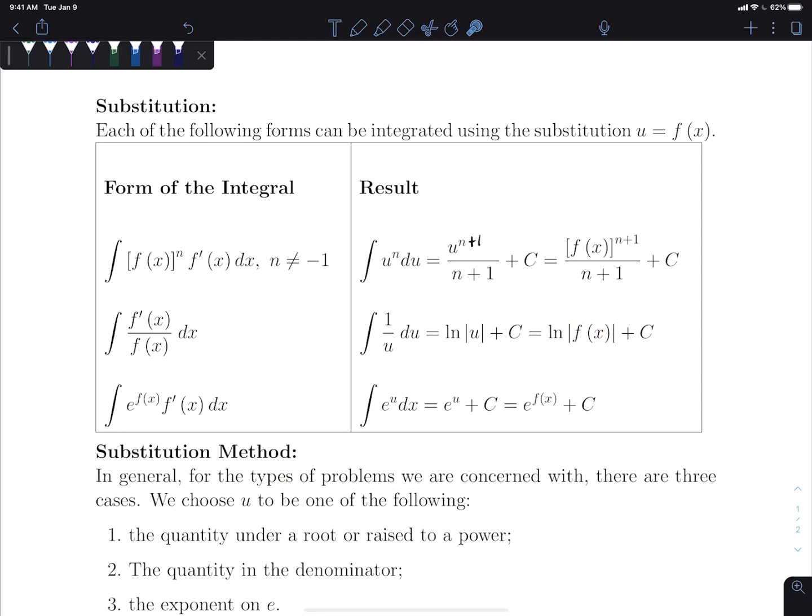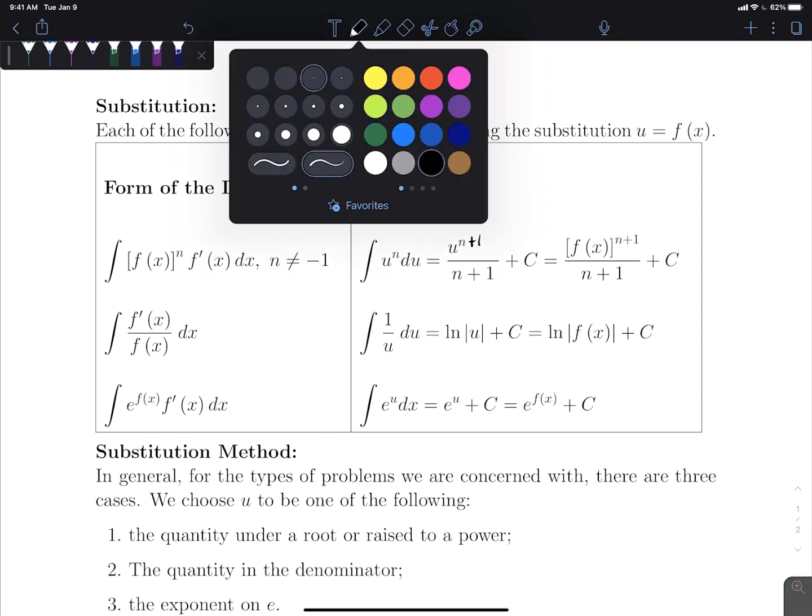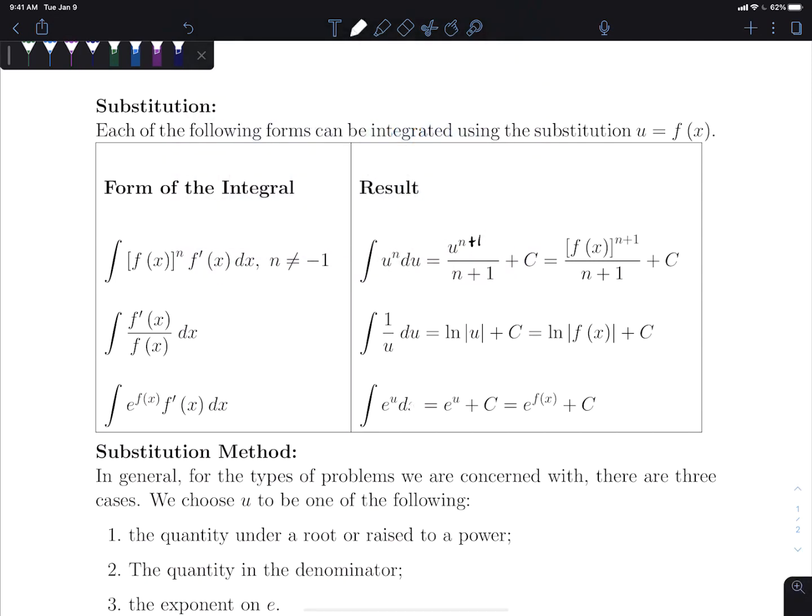And if we have the integral of e to the f of x times f prime of x dx, then we're going to let u be the function that is the exponent. So it's just e to the u, oh, that is not dx, so there's a couple mistakes here. E to the u du here. So it's equal to e to the u plus c, which is just e to the f of x plus c. And that really is it for the substitution.